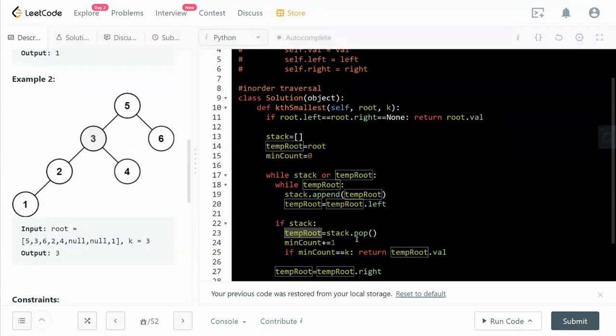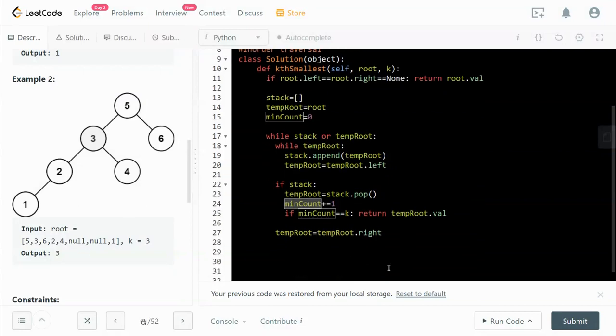So the temporary root is the stack pop, and then we collect the number and the min count. Not to collect the number yet, because we haven't hit the min count; it's not yet equal to k. So we increase the min count by 1, which means that it's currently the smallest number. And then if there is something on the right, we push it to be the temp root, and then flow back to here.